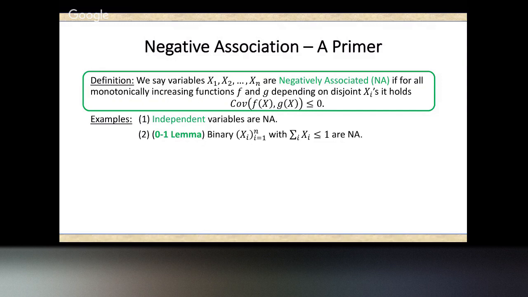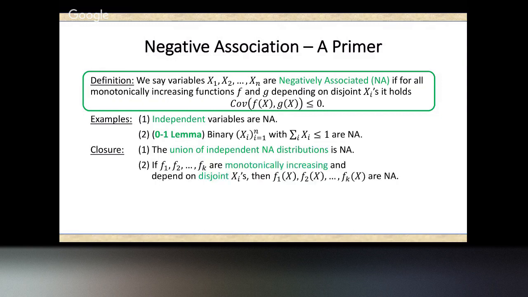Not quite clear you can do anything useful with that. But what's nice about negative association is that you also have closure properties, so you can get some more interesting distributions from that. For example, the union of independent negatively associated distributions is itself negatively associated, and follows easily from the definition. Another useful property is that if you have a bunch of monotone increasing functions depending on disjoint variables, then these functions applied to x have outputs that are themselves negatively associated.